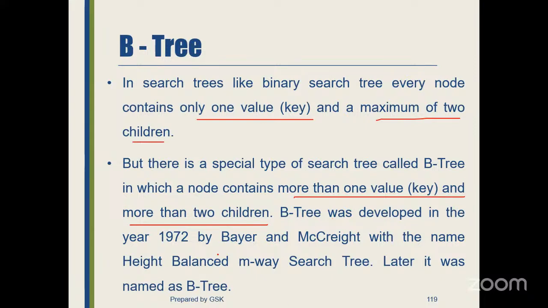The B tree was developed in the year 1972 by Bayer and McCreight with the name height balanced M-way search tree. Actually, the name of this tree was height balanced M-way search tree in the initial stages. They used this name, but later it was renamed as B tree. Now we are using the name B tree.